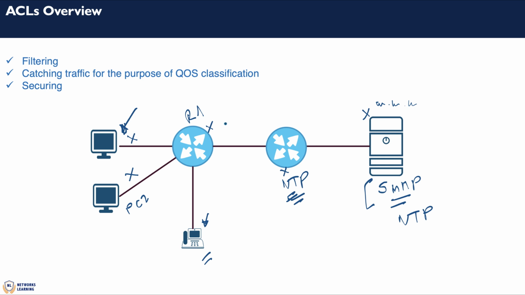So there are different ways that access lists can be used, but for the purpose of this session, we will focus on the first way of using access lists, which is filtering and securing.